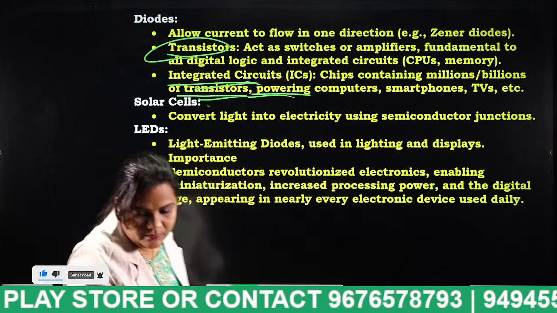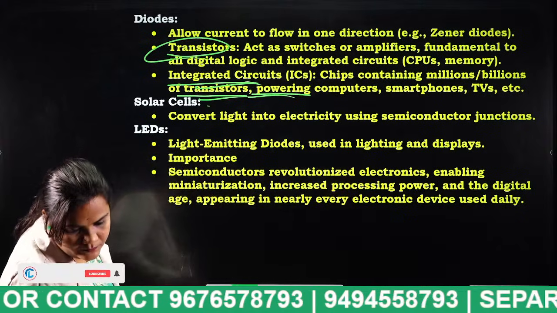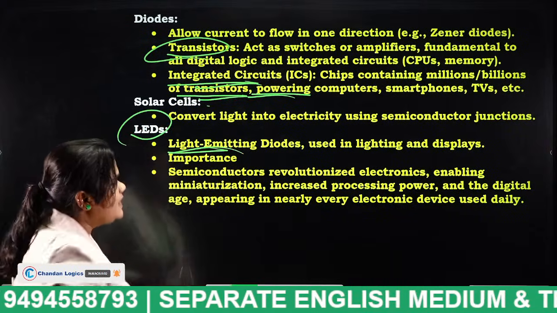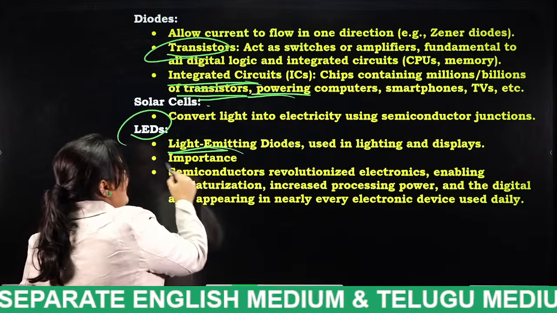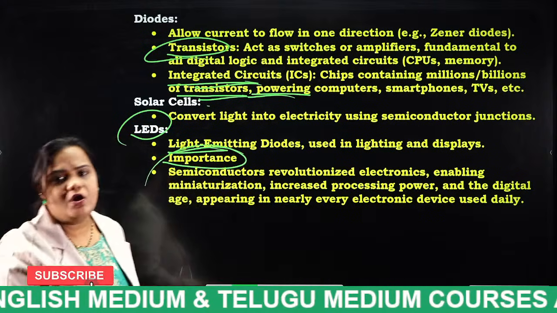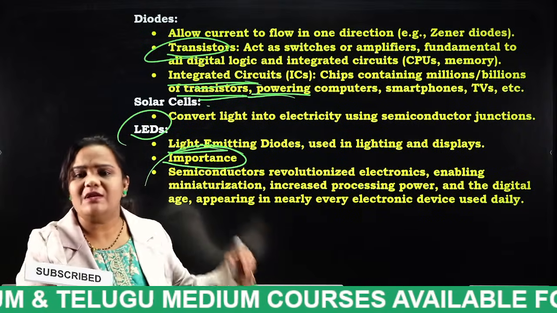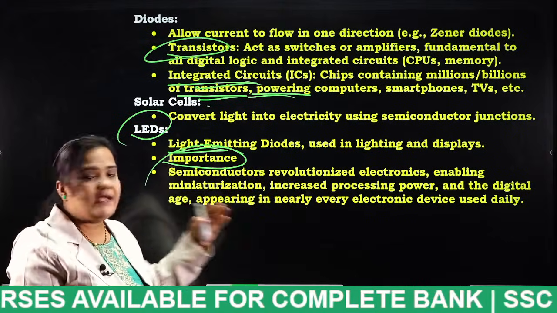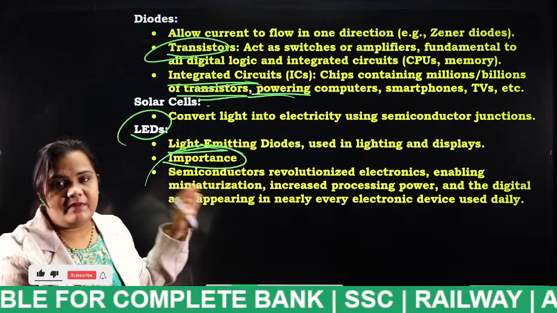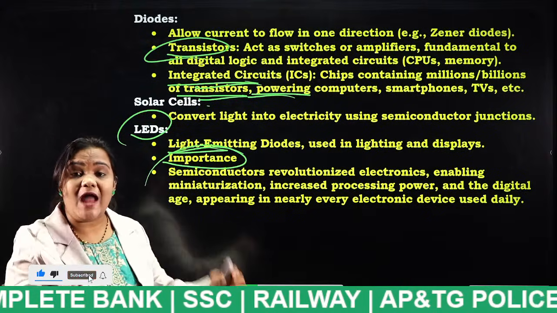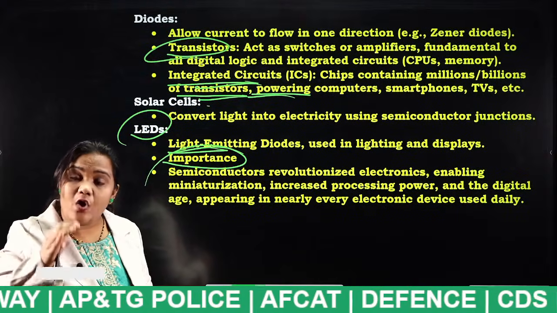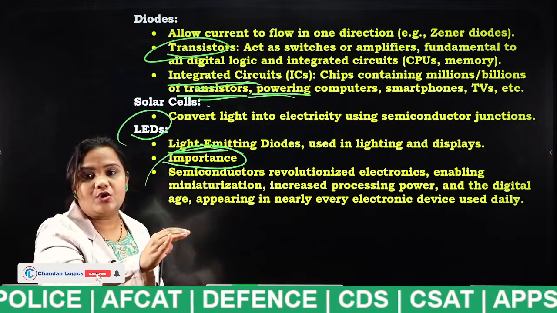Okay. Next. Very good. Next, LEDs, light emitting diodes. They are used in lighting and displays. Okay. You all know very well LEDs. So, where will we use these LEDs, students? For displaying and for lighting purposes, we will use these light emitting diodes. What do you mean by diode actually? A diode is nothing but it will allow the current to flow in one direction only.